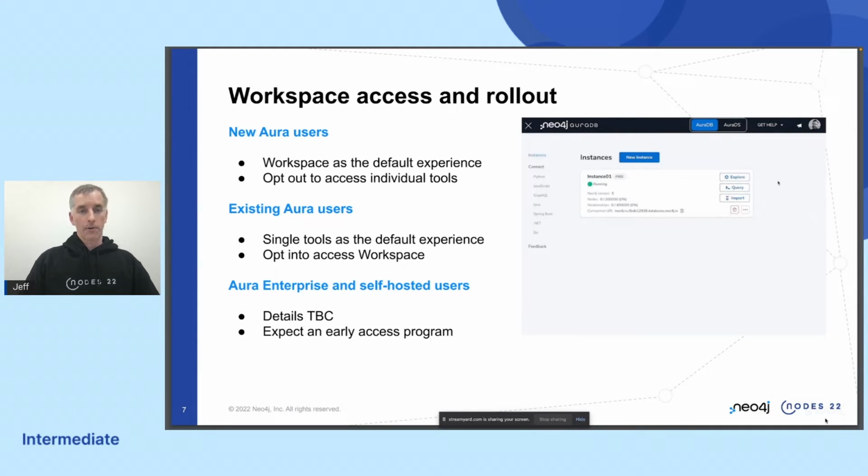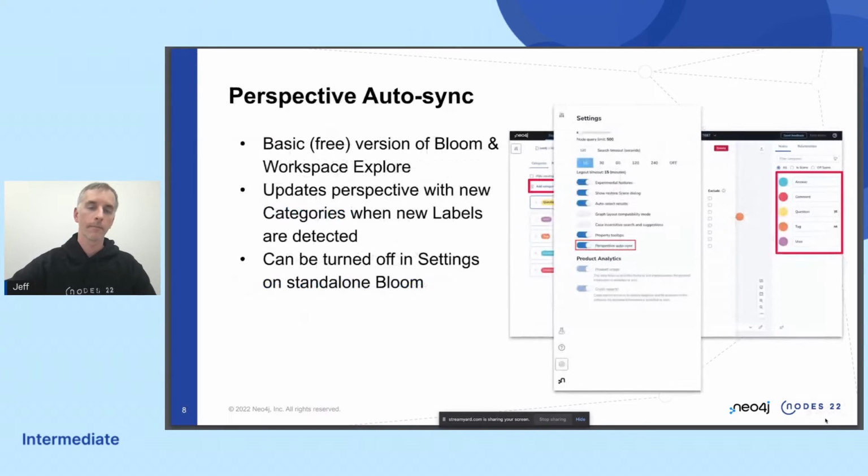We haven't forgotten about our Aura Enterprise and our self-hosted users. And if you do fall into that category, do keep watch. Details are to be confirmed, but do expect an early access program for Workspace if you're an Aura Enterprise or a self-hosted user. A couple of the features that we added into Bloom, partly to support the Workspace experience, but also that are available in the basic free version of Bloom standalone, are perspective autosync and a default search phrase.